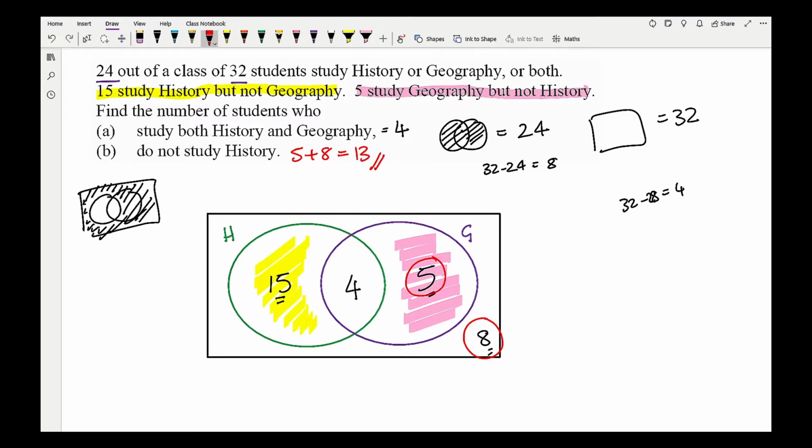Now if a question asks you for probability, then all you need to do is see how many are in that particular part, and then divide that by the total. So here all the probabilities will be out of 32 depending on the wording of the question.